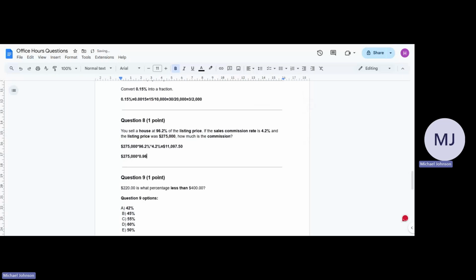And I'll show this in decimals. 275000 times 0.962. This is the same thing times 0.042. So that's how you write it in decimals instead of fractions, but it gives you the same result. You just divide the percent by 100. You get the decimal, and then you get roughly 11,111.1. So that's how you would do that there.